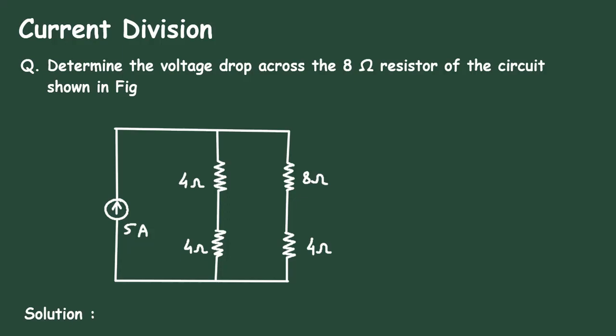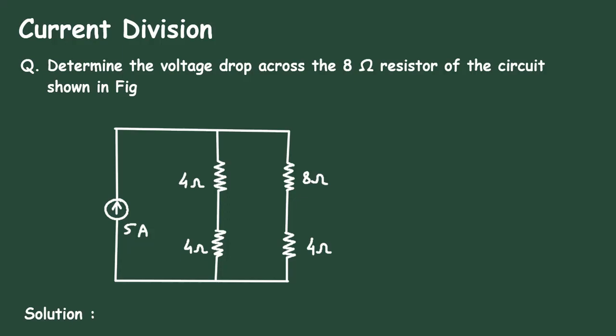Current division question. In a circuit, two 9 ohms resistances are connected in series to a parallel combination of two 2 ohms resistances. If the supply voltage is 38 volt, the value of current in the circuit will be? So first of all, two 9 ohms resistances are connected in series.